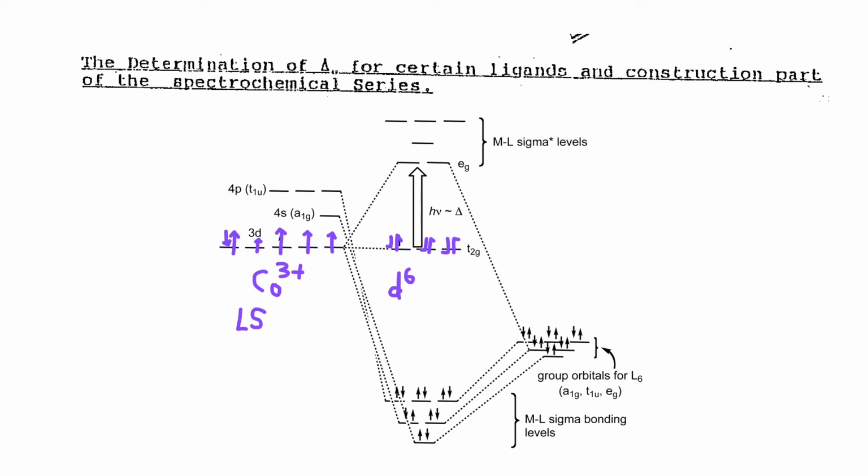Now you have 6 bonding orbitals at the bottom, lower energy, and you have the t2g orbitals, 3 orbitals, and the eg, as you know, and delta octahedral is the separation between the t2g and the eg. You have the 6 cobalt electrons in the lower t2g, and the ground state is an A1.